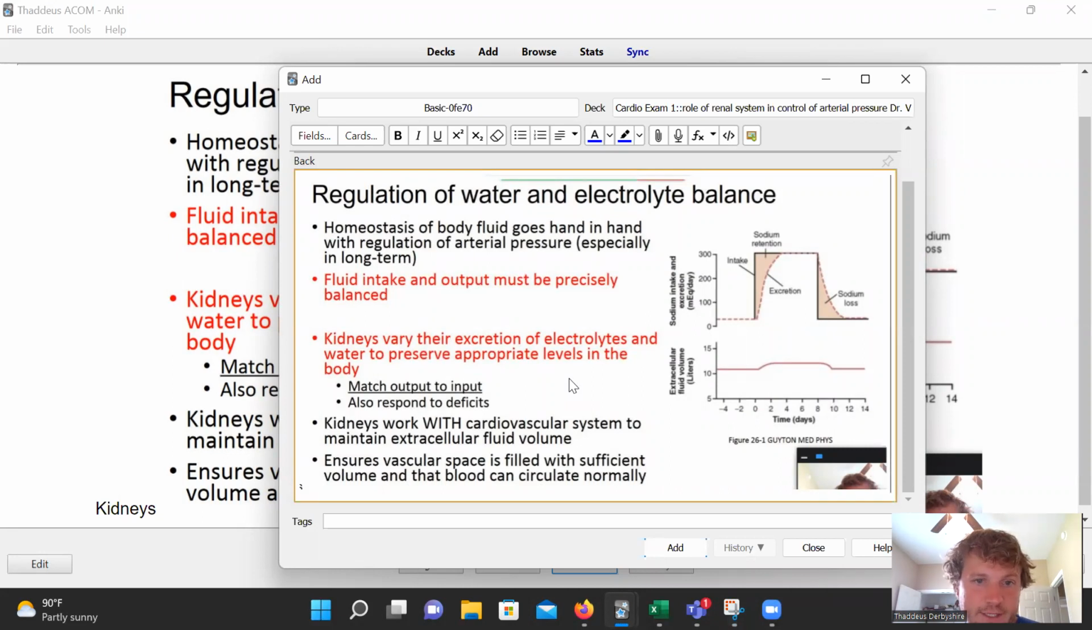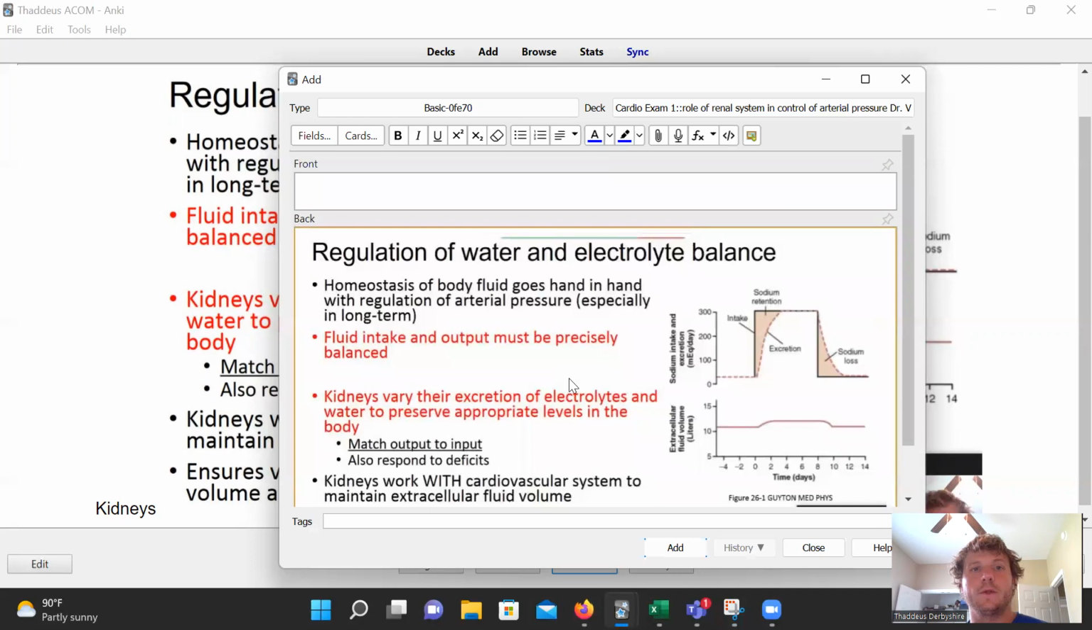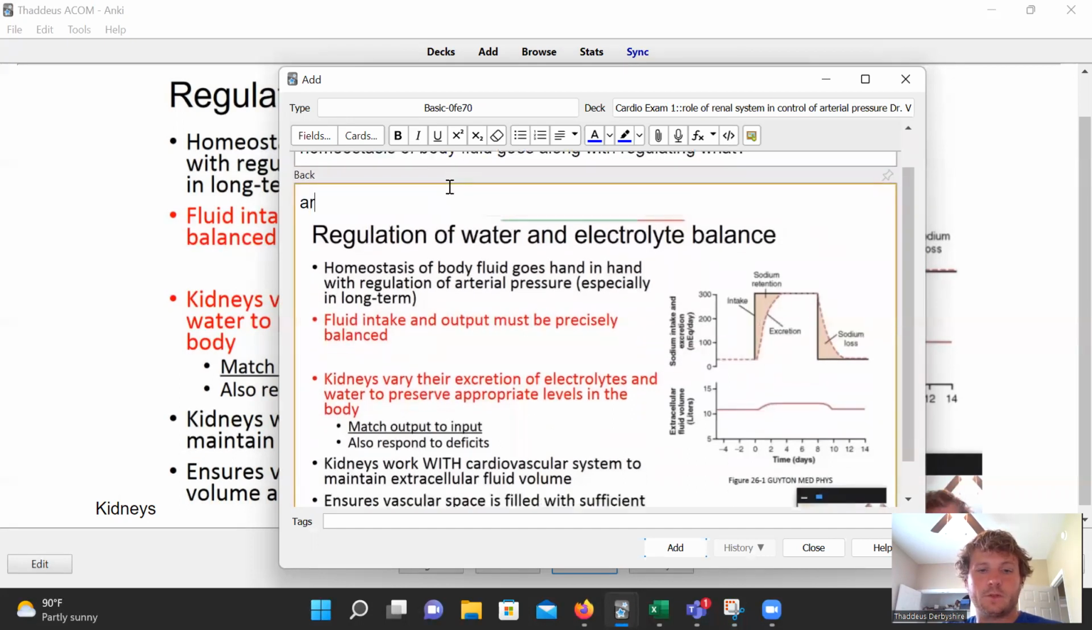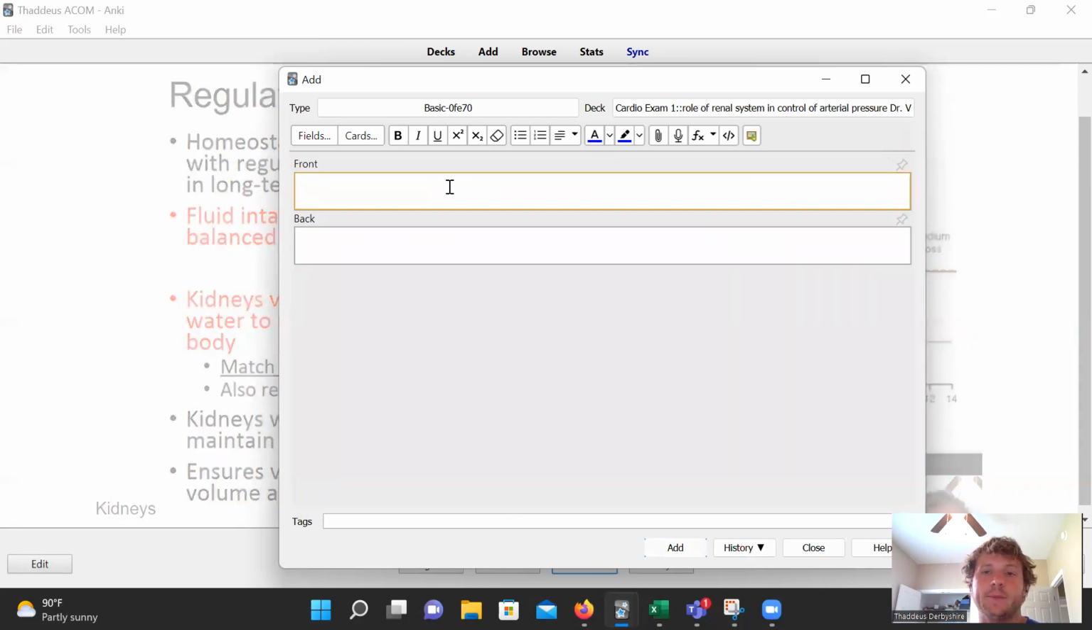Let's see here. Ensures vascular space is filled with sufficient volume and that blood can circulate normally. Homeostasis goes hand in hand with regulation of arterial pressure. Okay. Homeostasis of body fluid goes along with regulating what? Arterial pressure. And that's really it.